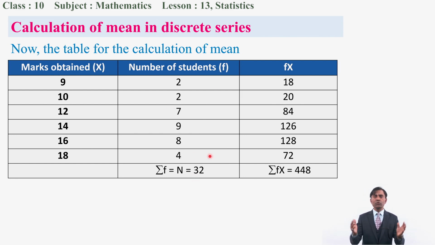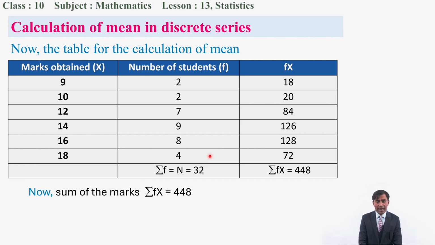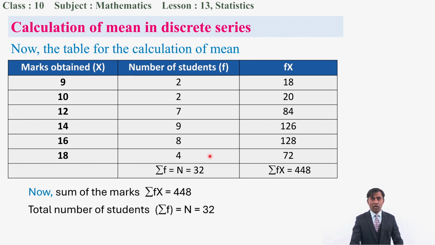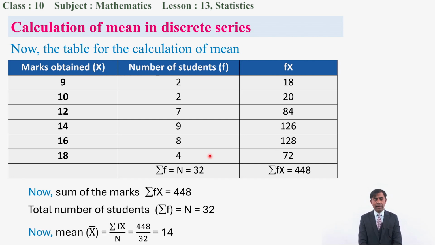Then we know how to calculate mean in discrete series: mean x bar is equal to summation fx by n. Yes, look at here. Summation of fx is equal to 448. The total number of students, that is summation of f or n, is equal to 32, which is mentioned on the table also. Then by formula, mean x bar is equal to summation fx divided by n, which is 448 divided by 32, and the result is 14.